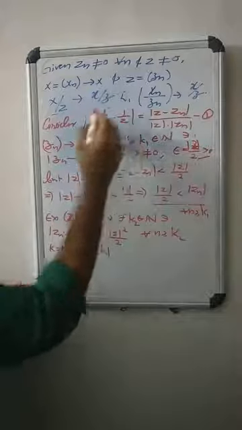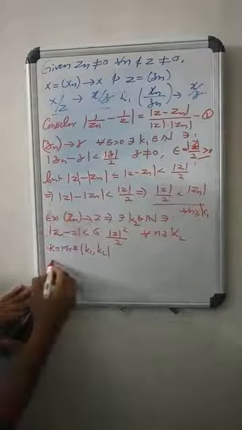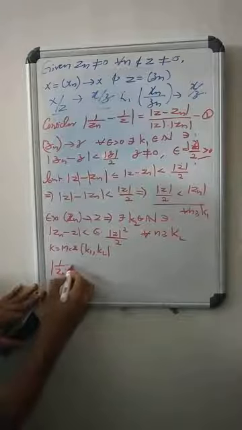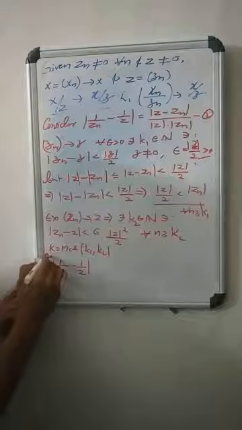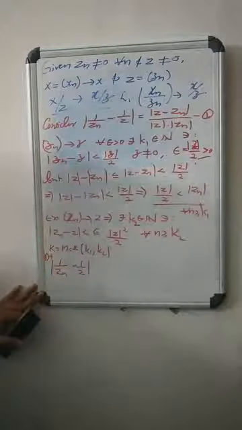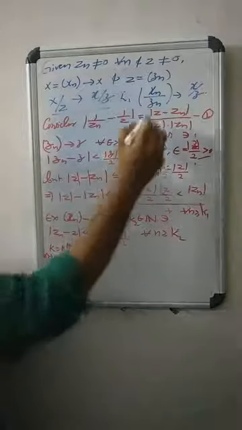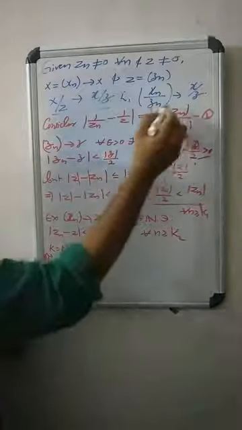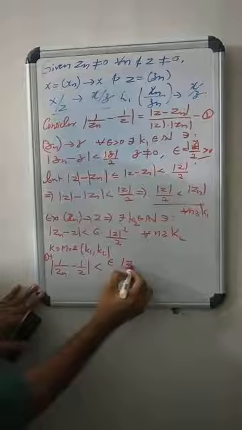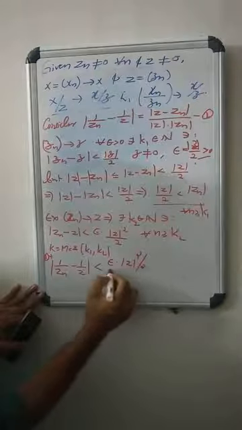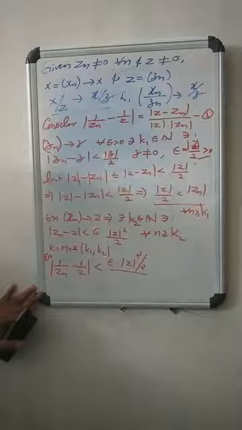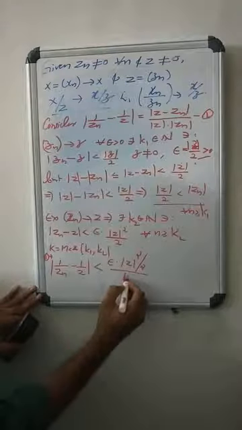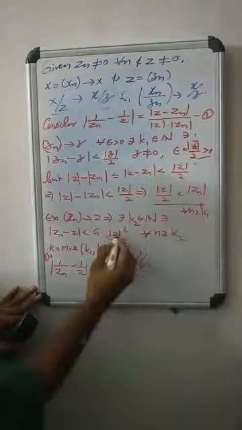so again from 1, consider this modulus of 1 by zn minus 1 by z. From 1, this gives modulus of 1 by zn minus 1 by z equals mod z minus zn divided by mod zn into mod z. But what is mod z minus zn? That is strictly less than epsilon into mod z square by 2, divided by mod z into mod zn.